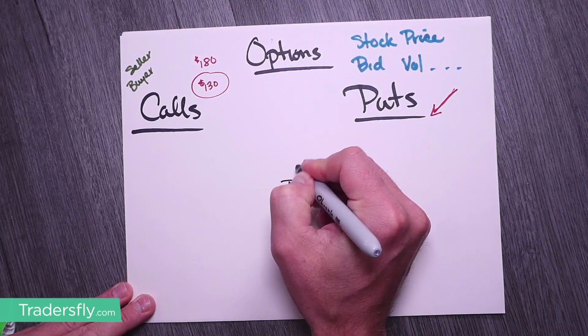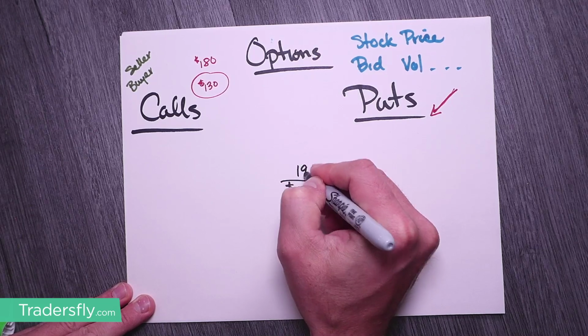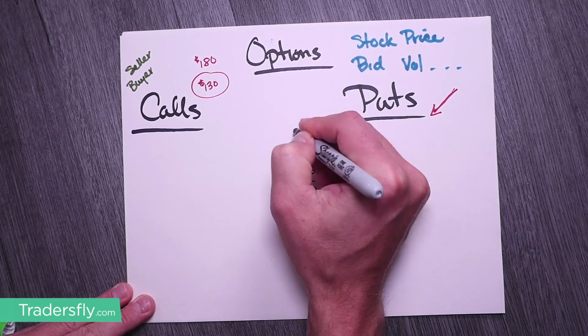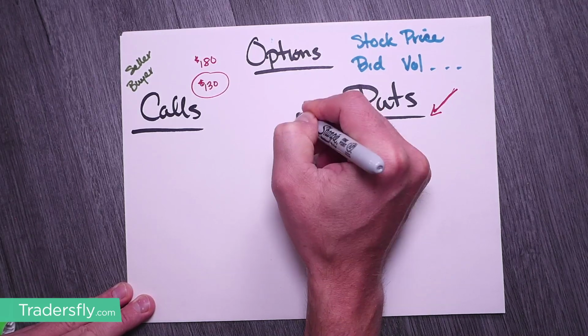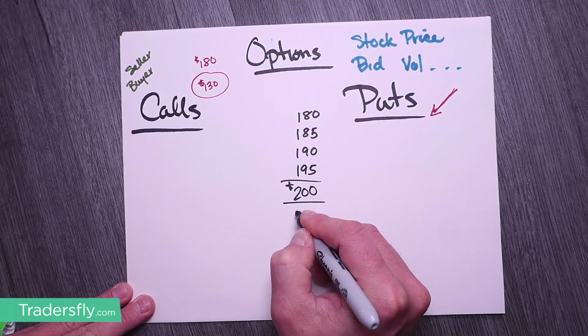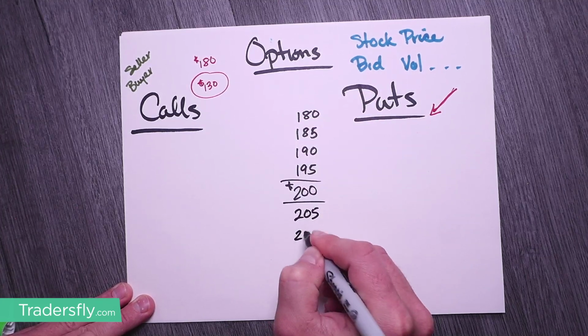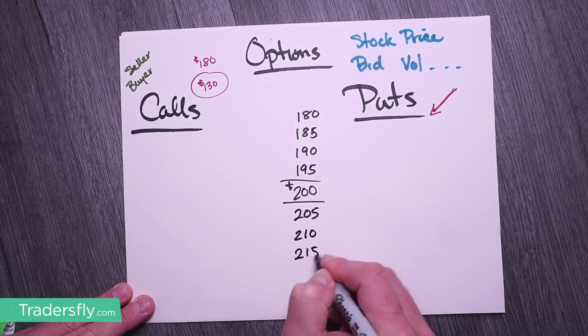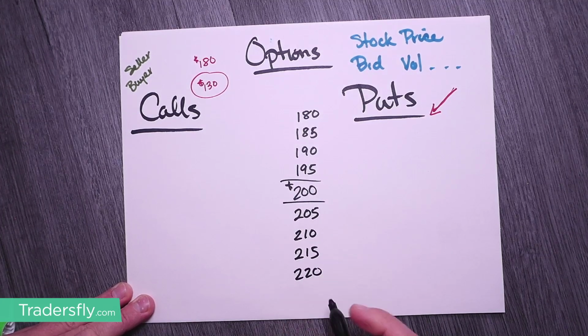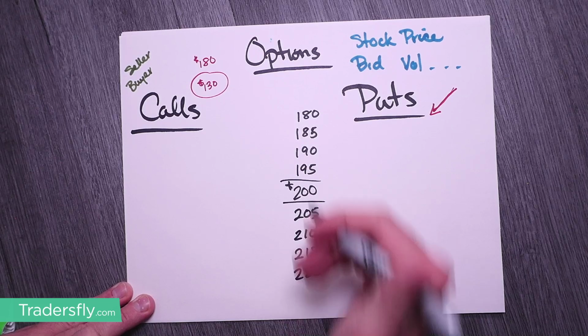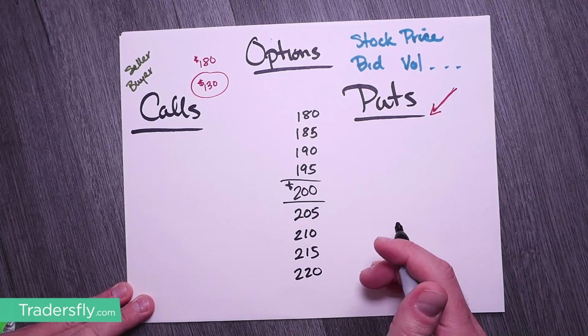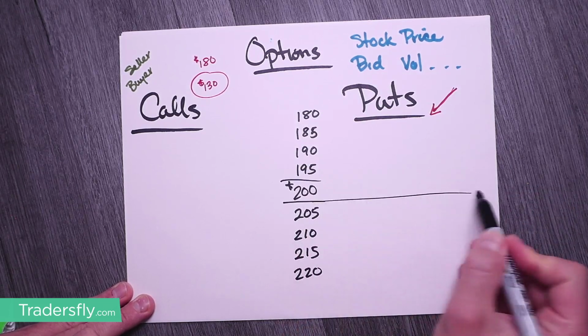So it'll be like 200, and then they start going down this way: 195, 190, 185, 180, and so on. And this will be 205 this way, 210, 215, 220, and so on. So they go up this way, go down that way, and then you have this table.